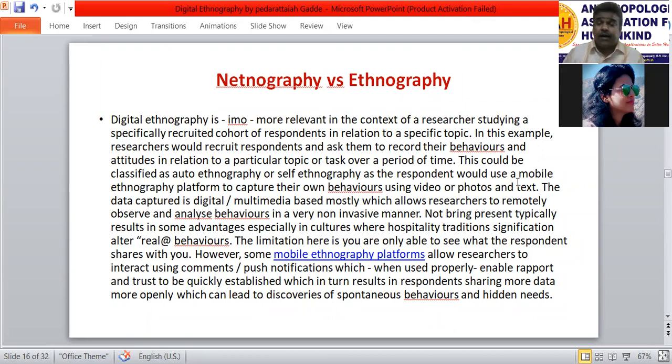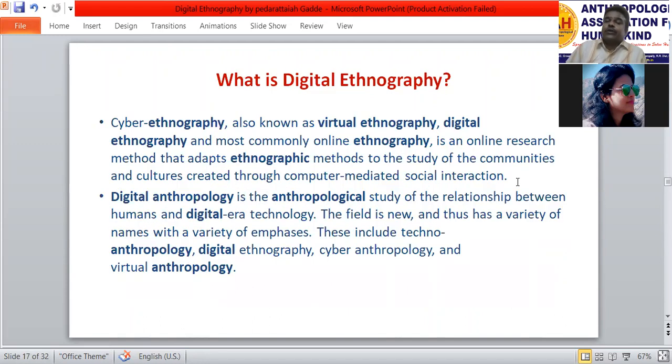But once we develop the rapport and enter the intimate zones, then people's spontaneous reactions and expressions emerge, and we can underscore their real attitudes, the kind of values they carry, the reactions they express, and the hidden needs can be noted down. So what is digital ethnography?